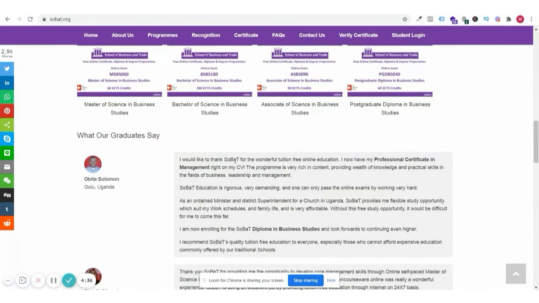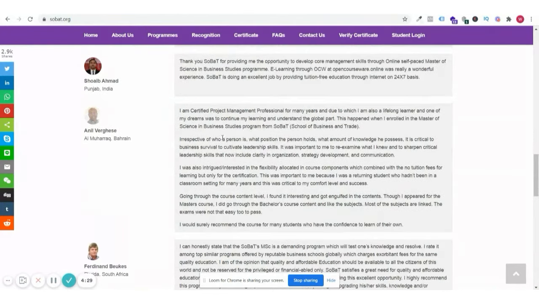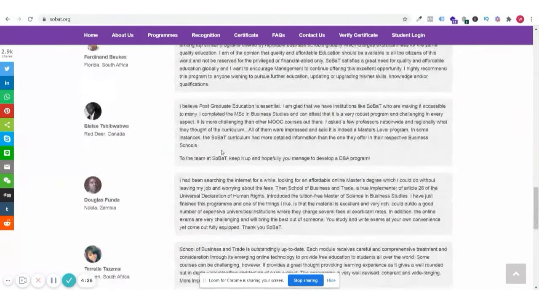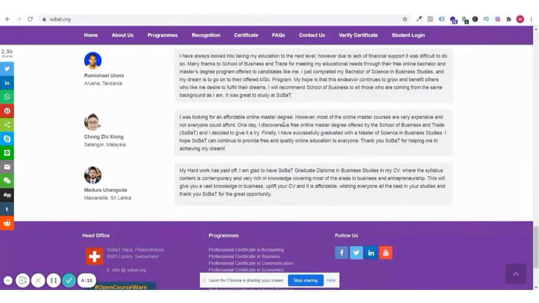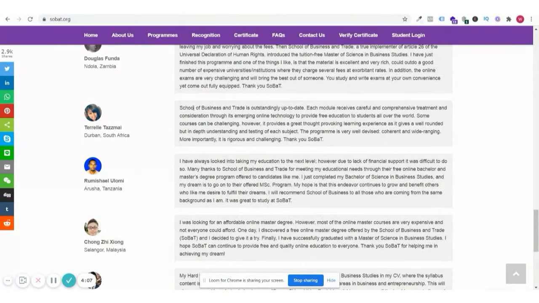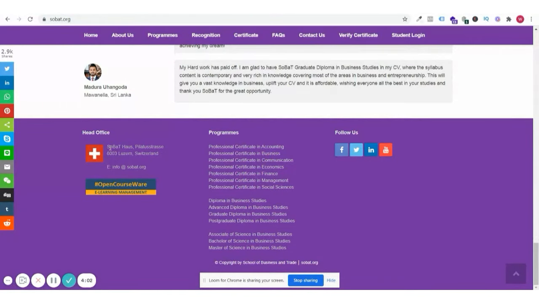And the interesting thing about this school is that they have a few graduates. We can see some testimonials on their website. You can check their website. A lot of people are saying their curriculum is standard and fine. These are some of the testimonials from those who have attended. And that's where it's located.